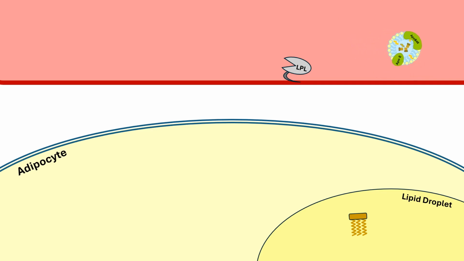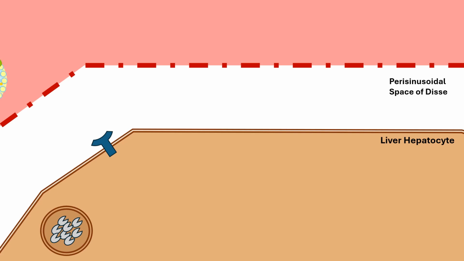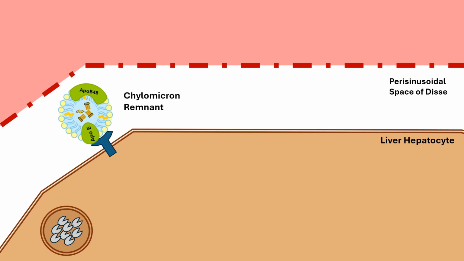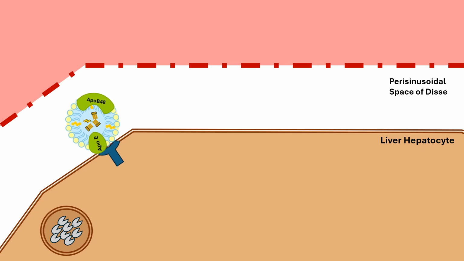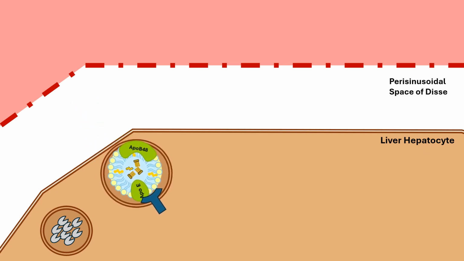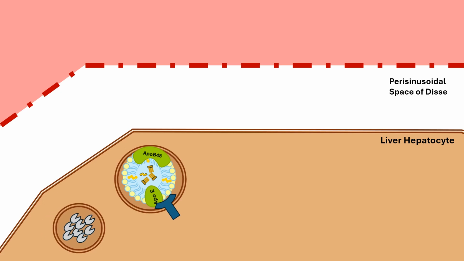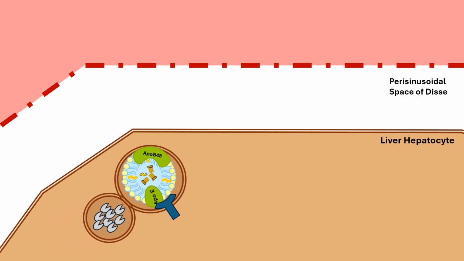The chylomicron remnants travel to the liver sinusoids, where they bind to LDL-related receptors on liver hepatocytes. These receptors recognize the ApoE on the chylomicron remnants. The chylomicron remnant is then endocytosed. Now, lysosomes containing hydrolytic enzymes can fuse with the endocytosed remnant. In the meantime, the receptor can be recycled back to the plasma membrane.